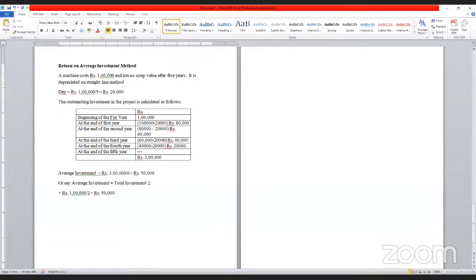We'll do one more problem, but a little bigger problem. Calculate the average rate of return of projects A and B from the following.